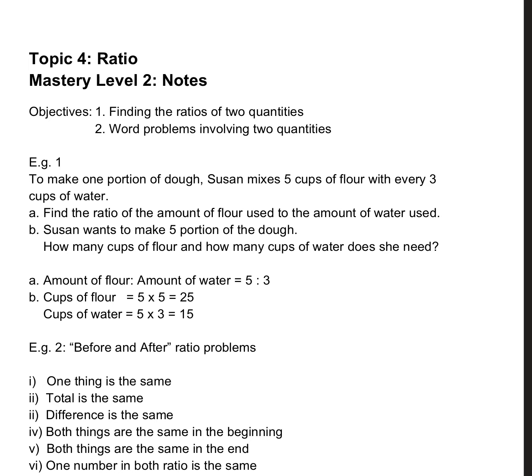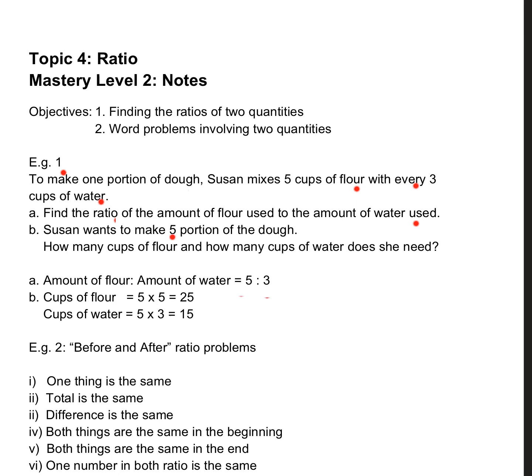Mastery level 2. Mastery level 2, the objective is to find the ratio of two quantities and solve word problems involving two quantities. Example 1, to make one portion of dough, Susan mixes 5 cups of flour with every 3 cups of water. Find the ratio of the amount of flour used to the amount of water used. So, the answer is 5 to 3.